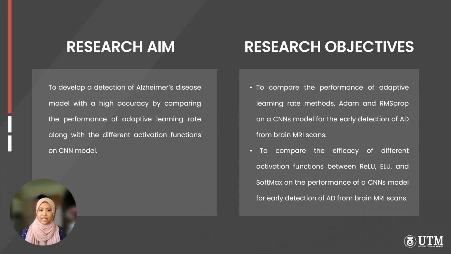The research aim of the study is to develop a detection of Alzheimer's disease model with high accuracy by comparing the performance of adaptive learning rate along with the different activation functions on a CNN model. The research objectives are to compare the performance of adaptive learning rate methods, Adam and RMSProp, on the CNN model for the early detection of AD from brain MRI scans, and to compare the efficacy of different activation functions, ReLU, LU, and SoftMax, on the performance of the CNN model for early detection of AD from brain MRI scans.